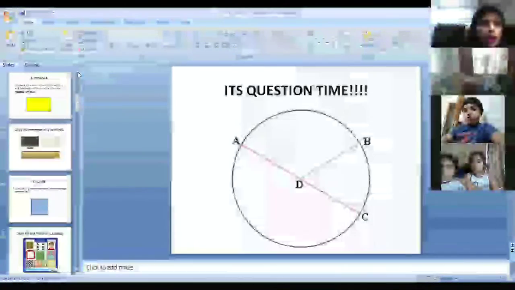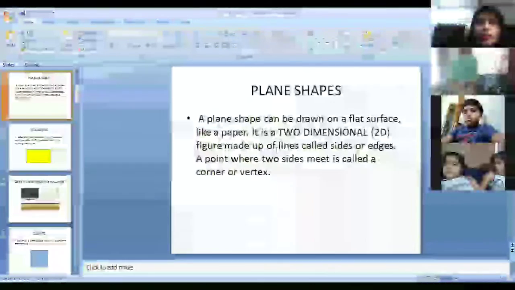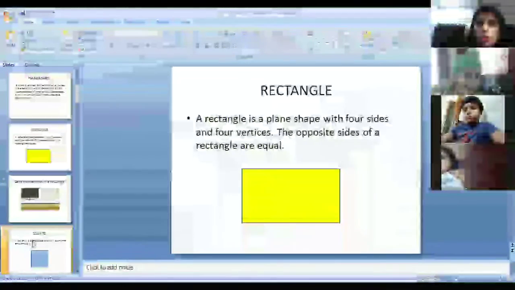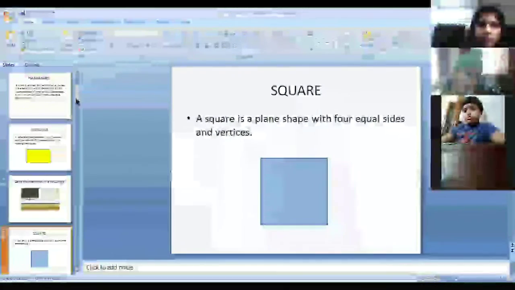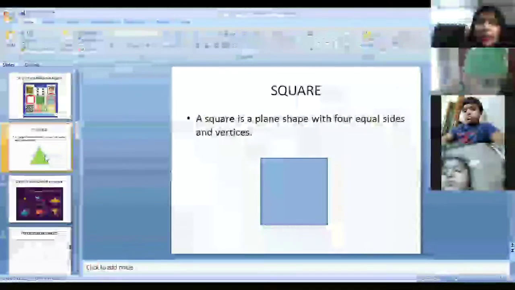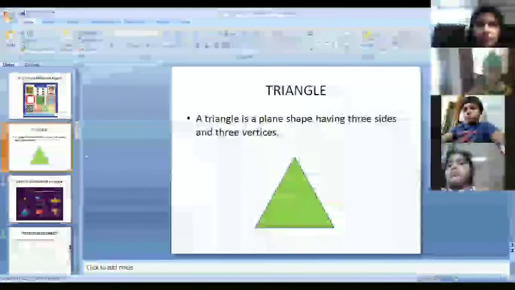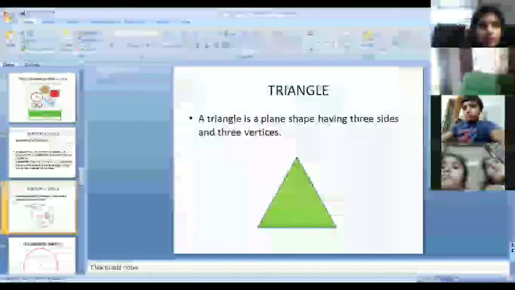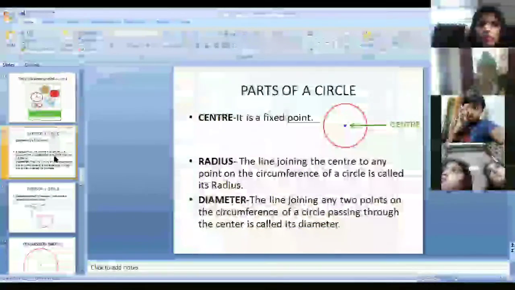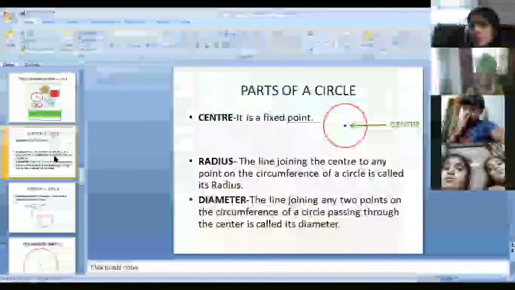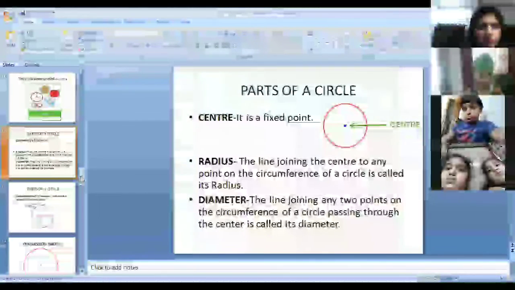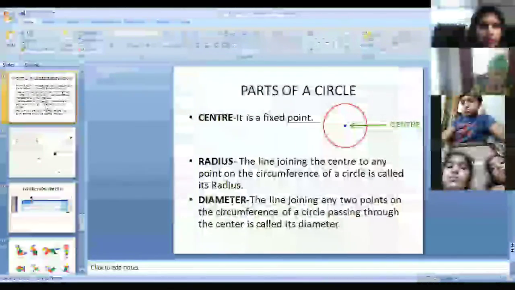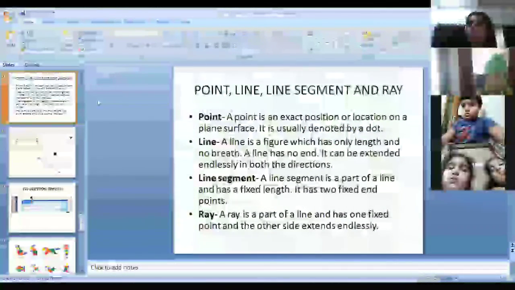So, till now we have studied about different plane shapes, that is rectangle, square, then we have triangle, then a circle. Okay. Now coming to the next topic.